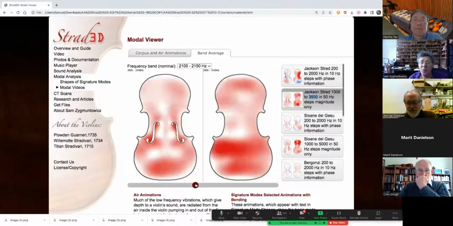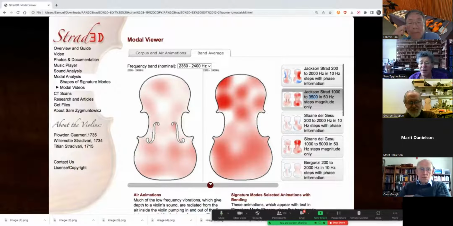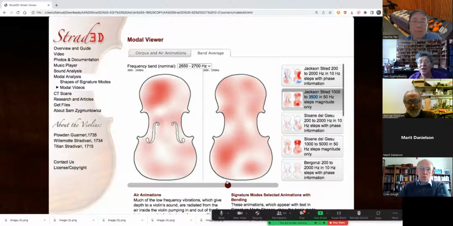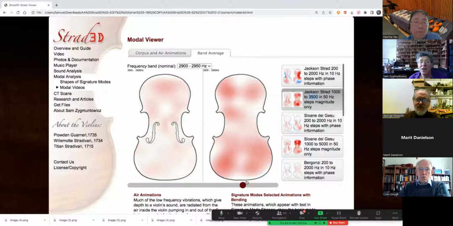And also what's unusual about this is normally we have no way to study the high modes. And a lot more of that could be done. But in this case, I think this is an incredible resource. I think this section, very few people who have Strad3D have looked at this, and I think it's a lost treasure.